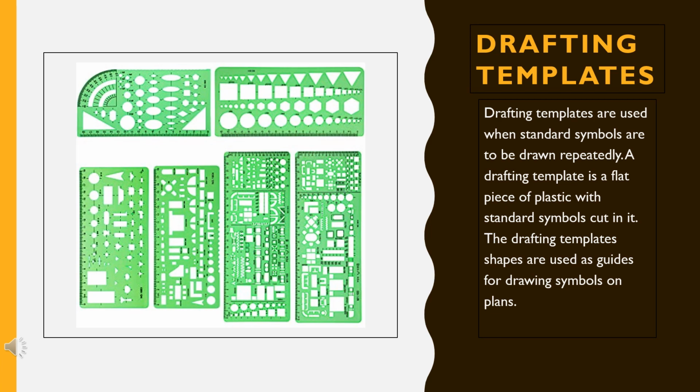Drafting templates. Drafting templates are used when standard symbols are to be drawn repeatedly. A drafting template is a flat piece of plastic with standard symbols cut in it. The drafting template's shapes are used as guides for drawing symbols on plans.